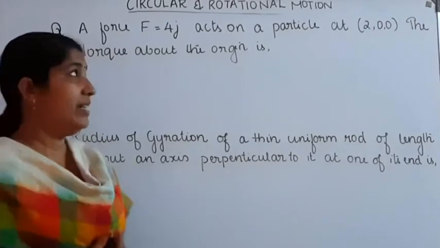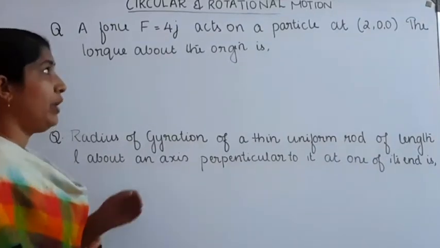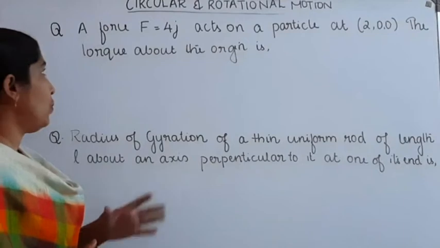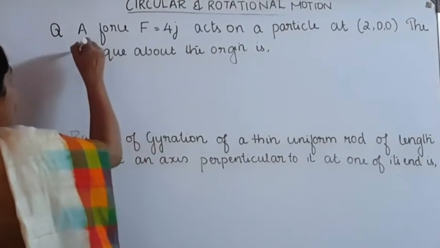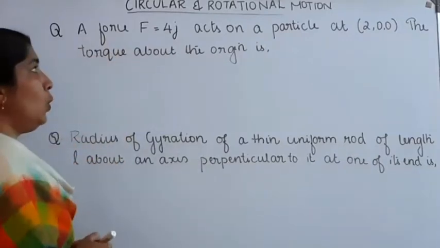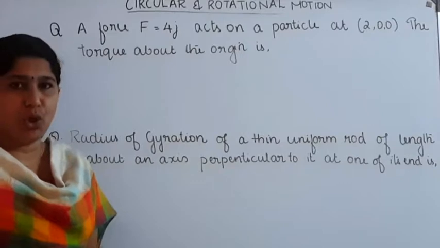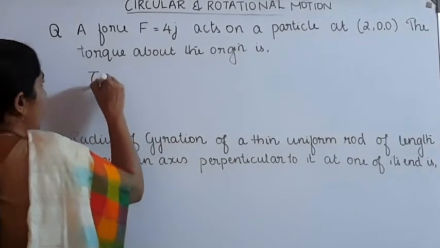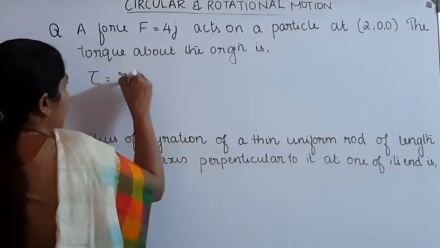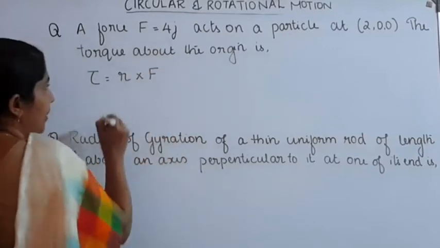Hi students, today I am discussing problems related to rotational dynamics. Our first question: a force F equal to 4J acts on a particle at (2, 0, 0). The torque about the origin is? We want to find the torque about the origin. For this we know that the torque tau is equal to R cross F.